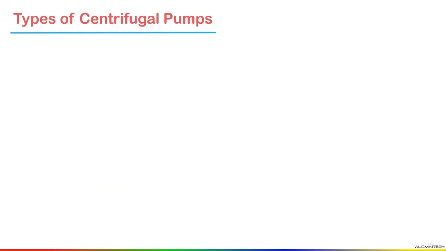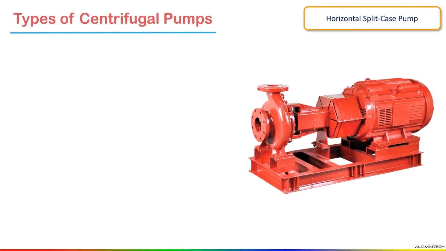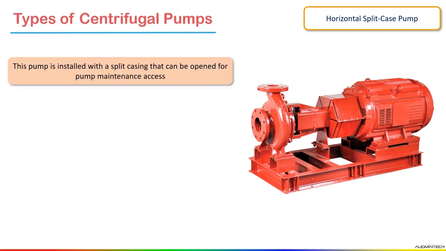Now see the types of centrifugal pumps. In that, first we have the horizontal split case pump. This pump is installed with a split casing that can be opened for pump maintenance access. Horizontal split case pumps are very reliable and come in a wide range of rated flow and pressure capacities. They are easy to maintain due to their relatively easy split case access, and can be used with both electric and diesel drivers.